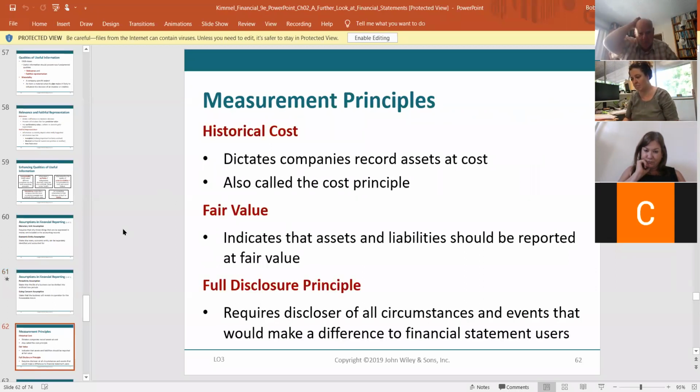Now, this is kind of important here, historical cost. Everything on your balance sheet is going to be at the historical cost. You're never, never, never going to raise anything. Fair value indicates assets, liabilities reported at fair value. That's an exception. And the way they're presenting it here, I don't particularly like. And companies are responsible for full disclosure. You tell the world what's going on.